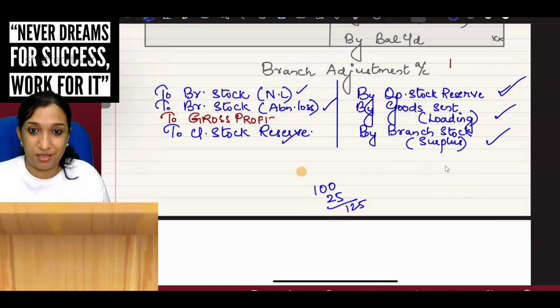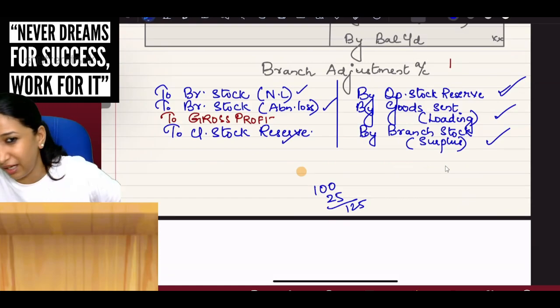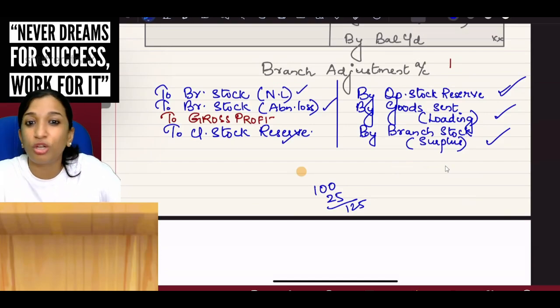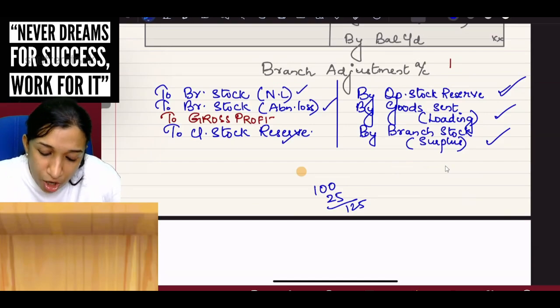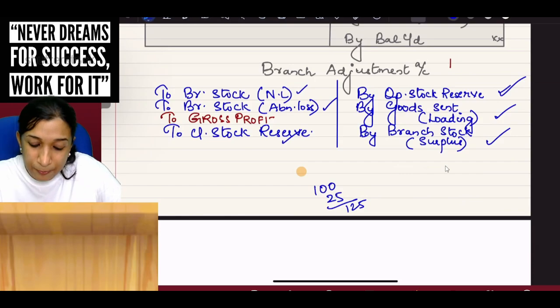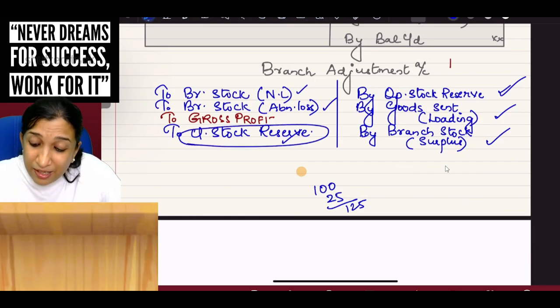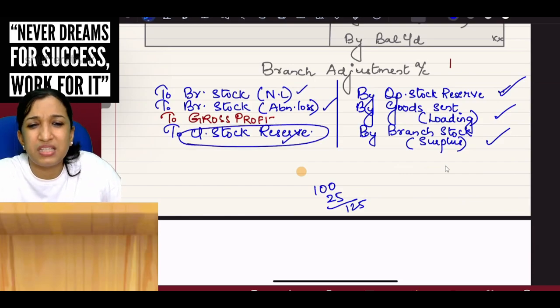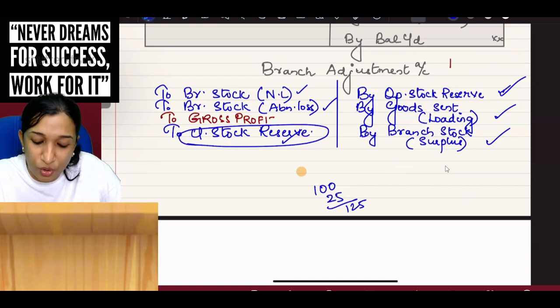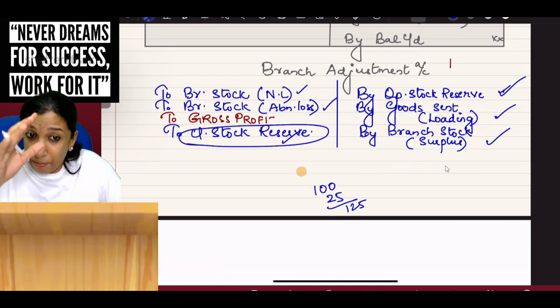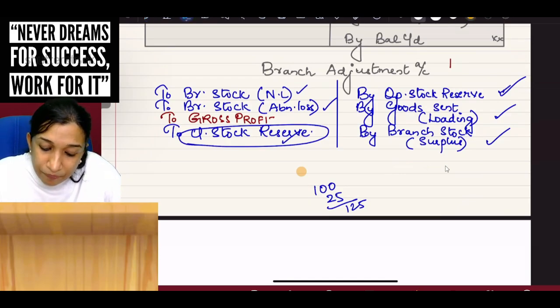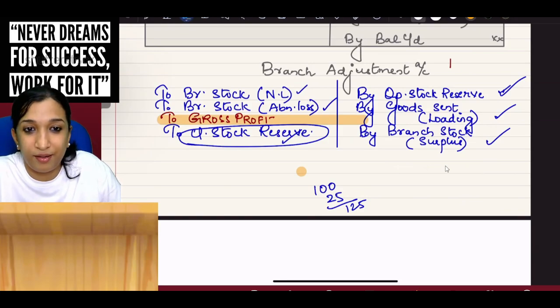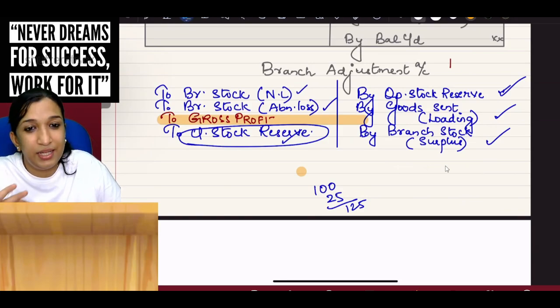Branch stock surplus, if there is any. If a question says surplus, take it to the branch stock account, then from branch stock to branch adjustment. Now normal loss and abnormal loss I need to eliminate. And closing stock reserve: these are profits I expect to realize, but some goods are remaining as closing stock, so eliminate closing stock reserve. Balance it and you will get the gross profit earned in the current year. That is the importance of the branch adjustment account.